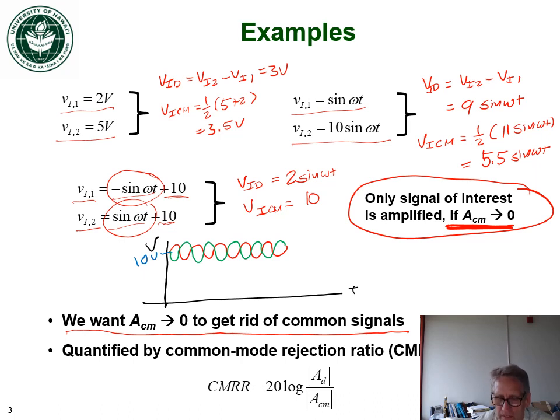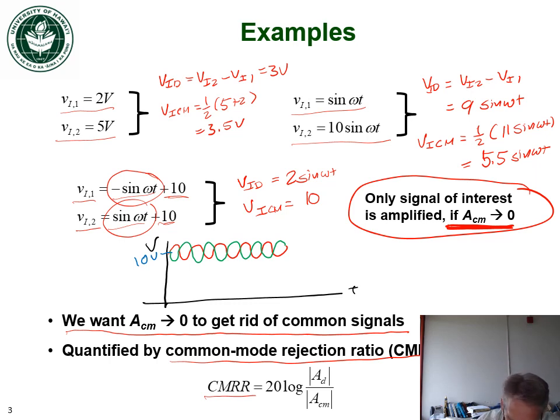And so to quantify this, people have come up with this term called common mode rejection ratio, or CMRR. And this has multiple definitions. We'll talk about this more throughout the semester. But one definition is typically expressed in dB, 20 log of the absolute value of the differential mode gain over the absolute value of the common mode gain.